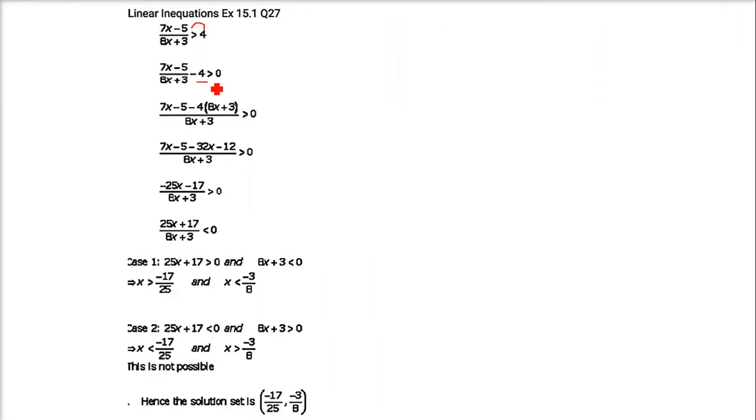Now bring it here. 7x minus 5 minus 4 into x plus 3 by 8x plus 3. And since we have a negative here, multiply both sides by minus 1. So this sign will change. And since it is less than 0, either this is positive and this is negative, or this is negative and this is positive. So this is x greater than minus 17 by 25 and x is less than minus 3 by 8. And we have already seen that case, this gives you minus 17 by 25 to minus 3 by 8. And the other case is not possible. Only this is the case, so you get minus 17 by 25 to minus 3 by 8, with the same logic we discussed earlier for the different questions.